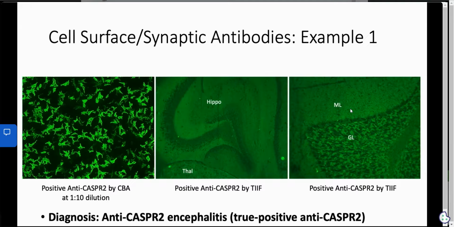And what we see here is a positive anti-Caspr2 cell-based assay, clear positivity at the 1 in 10 dilution. And also on brain tissue indirect immunofluorescence, we see very typical staining of the hippocampus, thalamus, and molecular and granular layers of the cerebellum. So we have positivity by 2 assays. We have a very compatible clinical phenotype, and the ultimate diagnosis here was anti-Caspr2 encephalitis with a true positive anti-Caspr2 result.